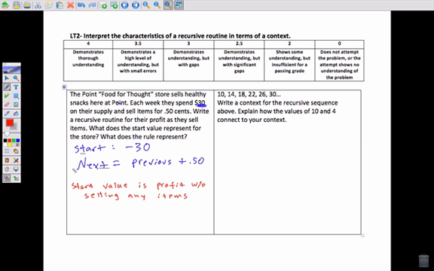Then your rule, or your next equals, represents what happens as you sell items. Or the change in profit as more items are sold.